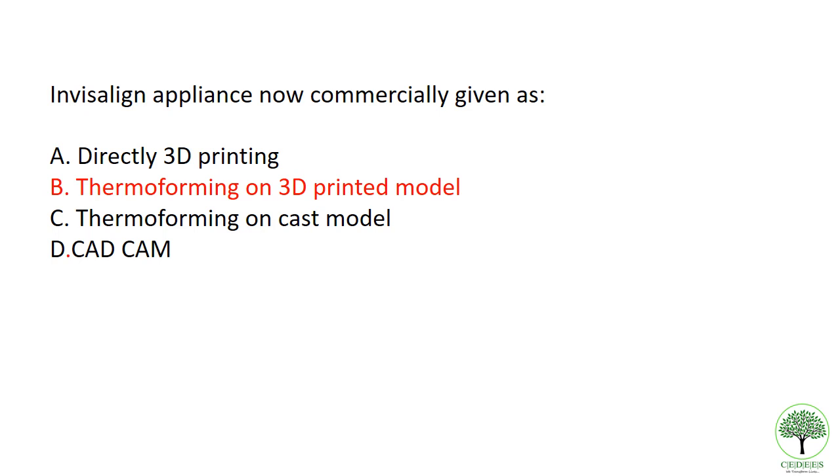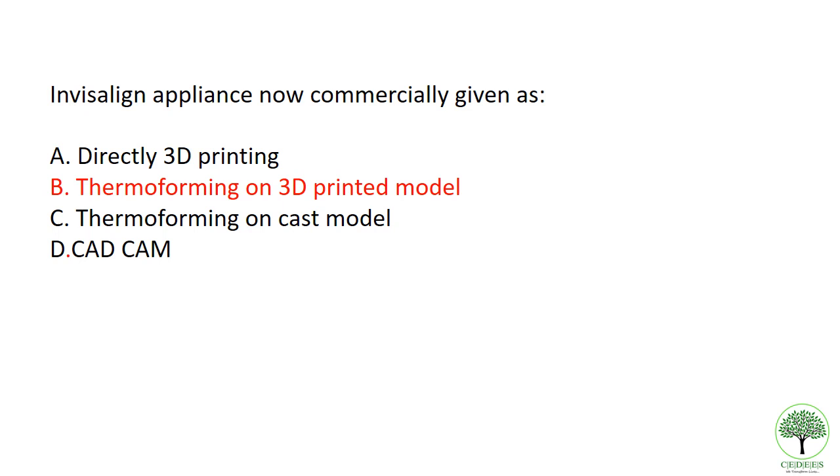Earlier, the clear aligners or Invisalign was thermoformed on cast models. You would take putty impressions, pour these putty impressions, because they gave better details, and a cast or a model from this putty impression was what the Invisalign was thermoformed over. But this was the older technique.